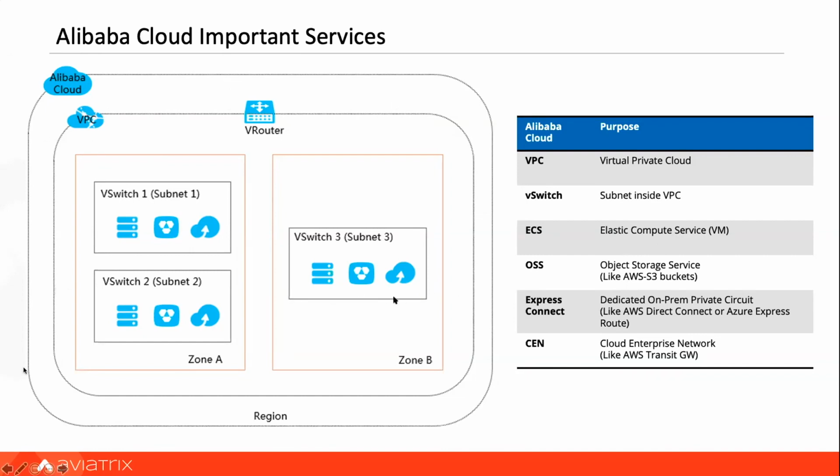So for that private connectivity, they have a concept called Express Connect. So that's your dedicated on-prem private circuit. It's pretty much similar to the AWS Direct Connect or Azure ExpressRoute service.